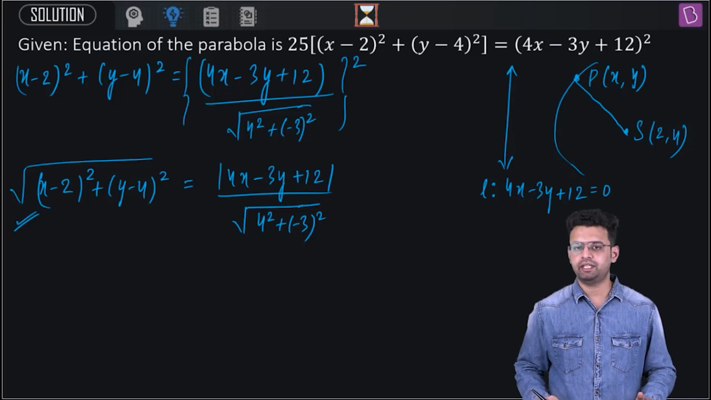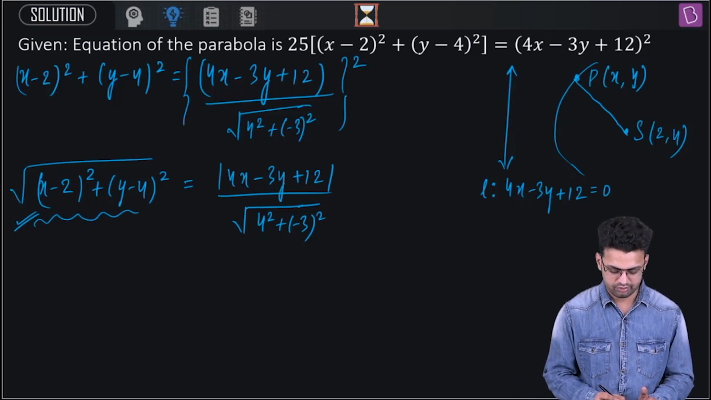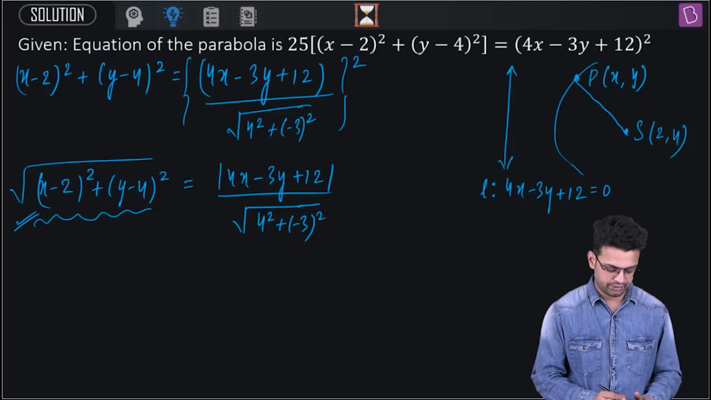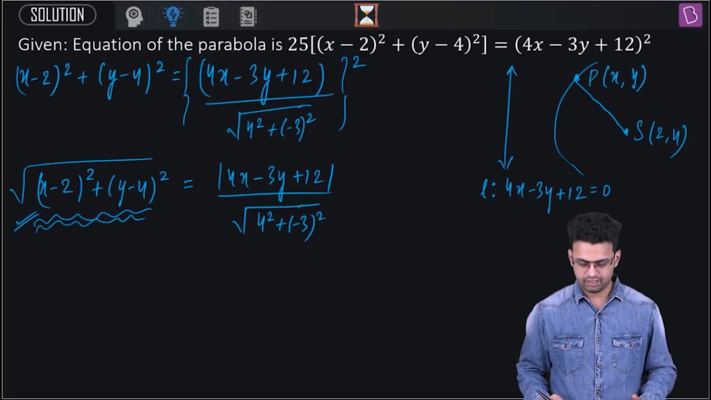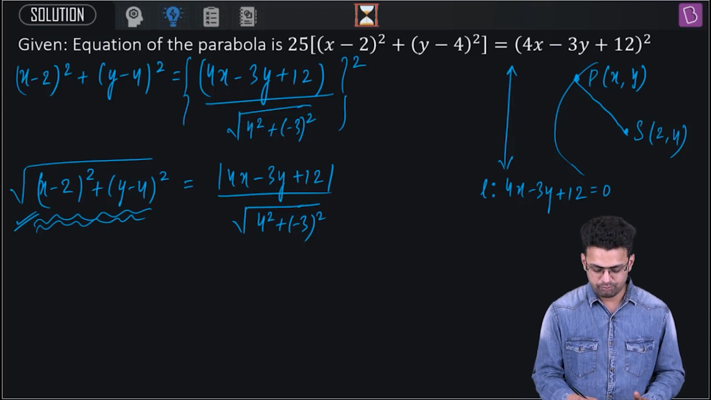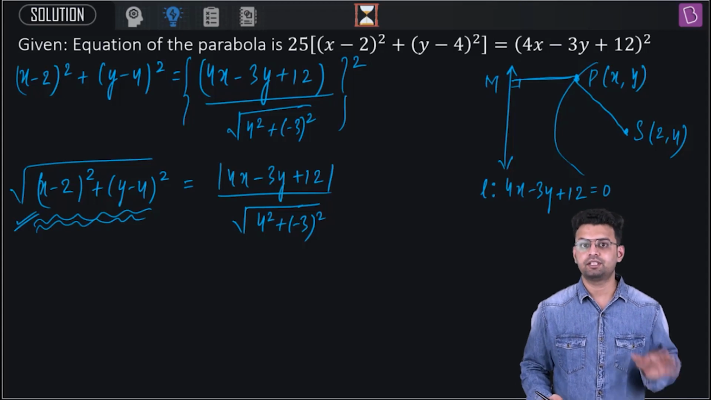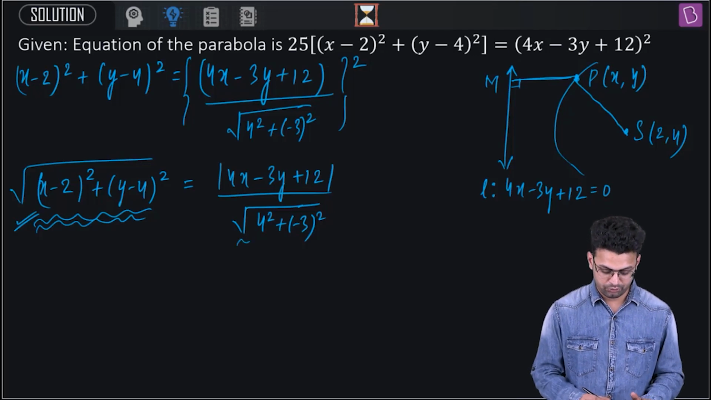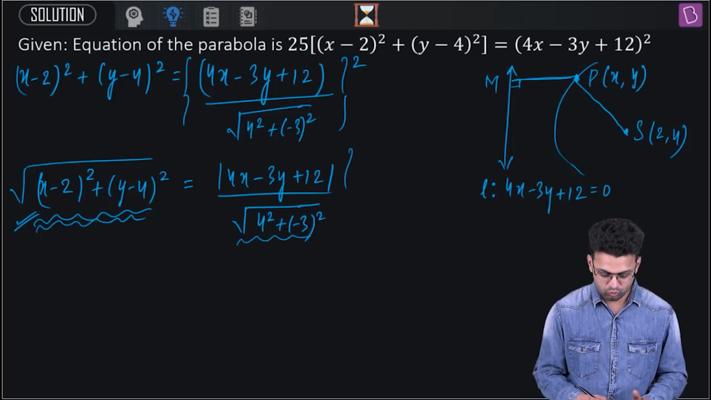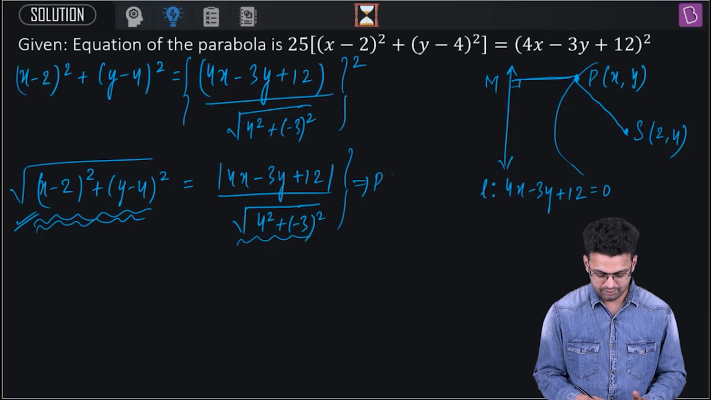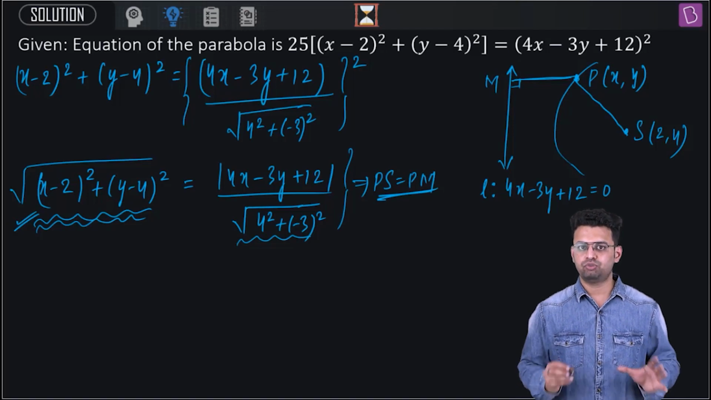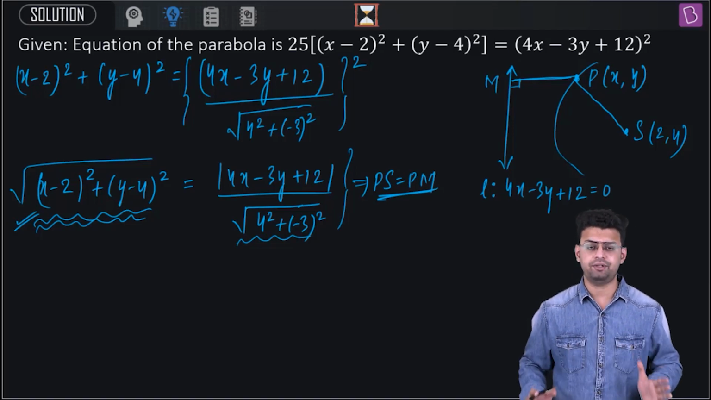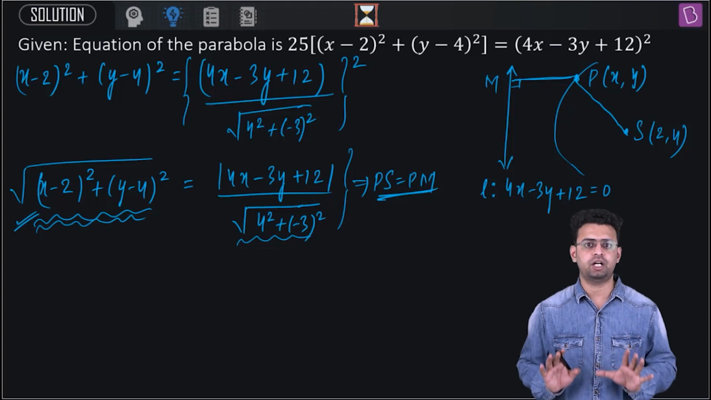What is the distance of P from S? Obviously, if you apply the distance formula, you will get this value. Correct? What is the perpendicular distance of P from this line L? Say PM. Distance of a point from a line, apply the formula. Yes, you are going to get this value. That means whatever is written here is nothing but PS is equal to PM. Correct?